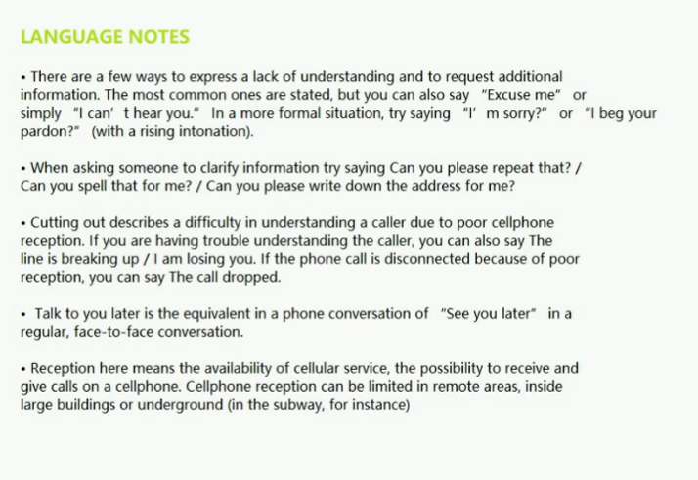When asking someone to clarify information, try saying, "Can you please repeat that? Can you spell that for me? Can you please write down the address for me?" Cutting out describes a difficulty in understanding a caller due to poor cell phone reception. If you are having trouble understanding the caller, you can also say, "The line is breaking up, I am losing you." If the phone call is disconnected because of poor reception, you can say, "The call dropped."